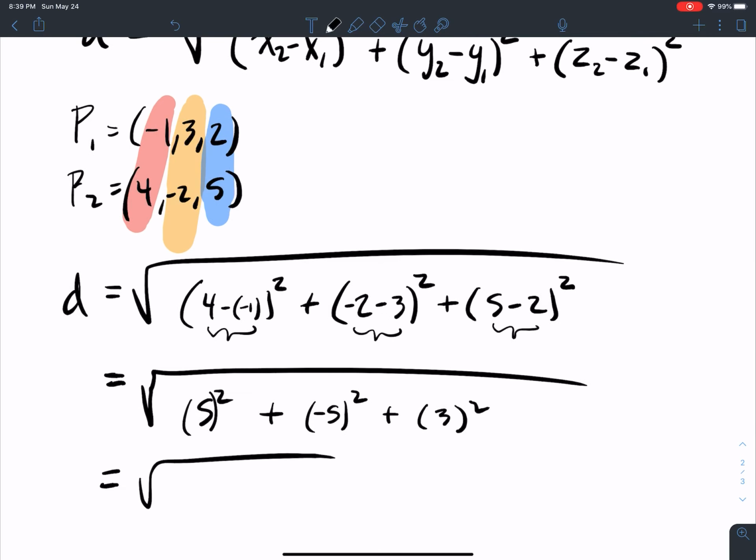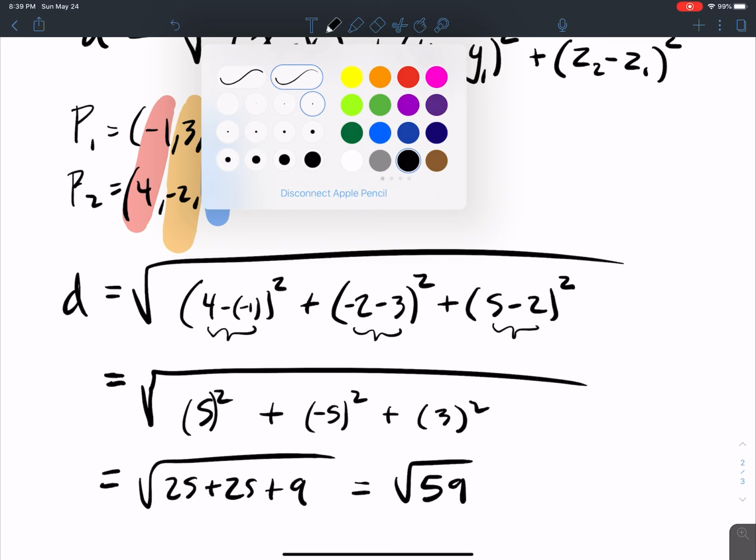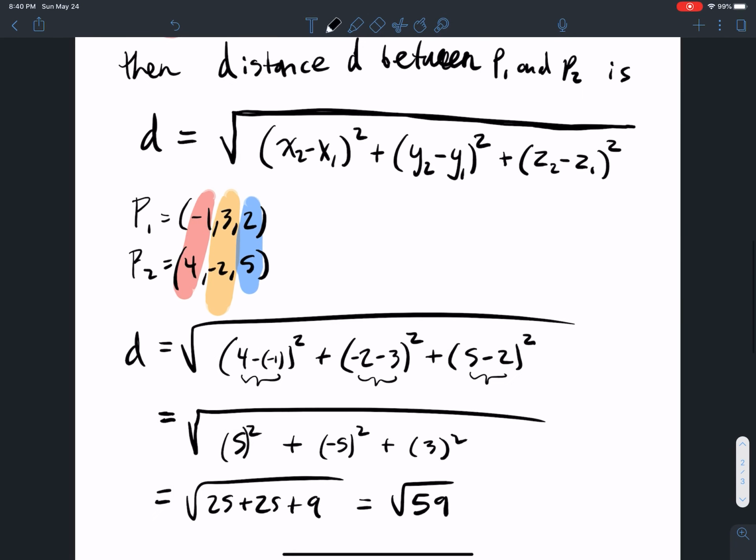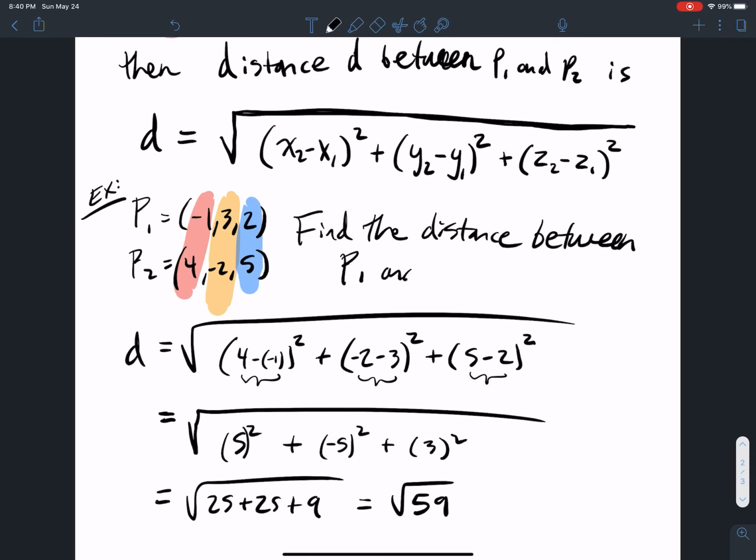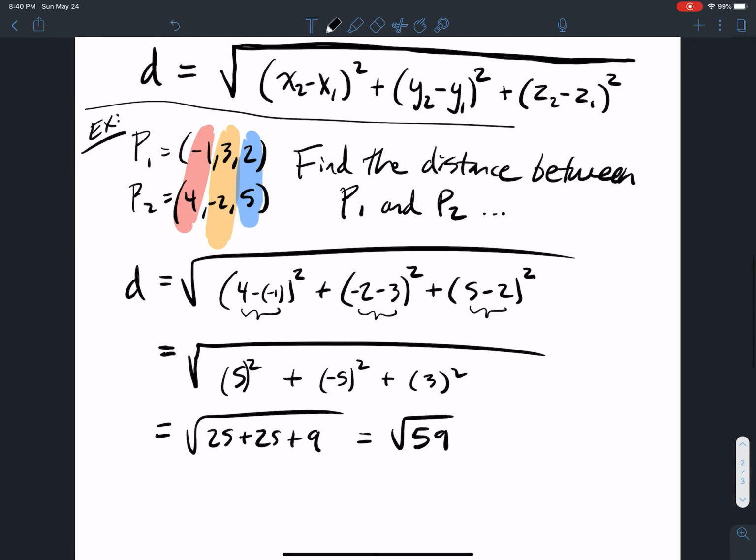So this is equal to the square root of 25 plus 25 plus 9. So this is the square root of 59, whatever that equals. Who cares, right? That's just the distance between those 2 points. Okay, so maybe you're asked to find the distance between P1 and P2. Okay, so that's what's going on there.